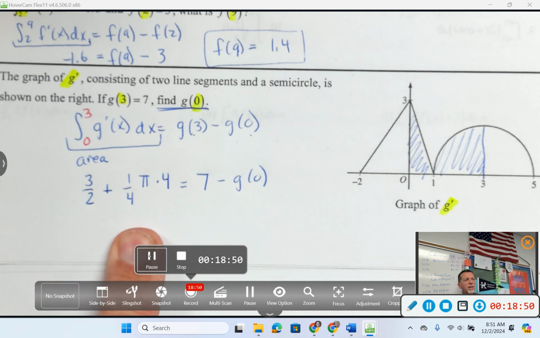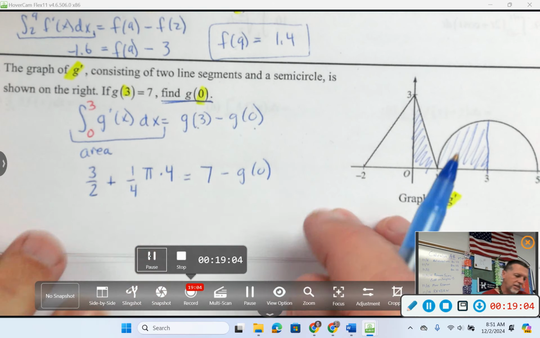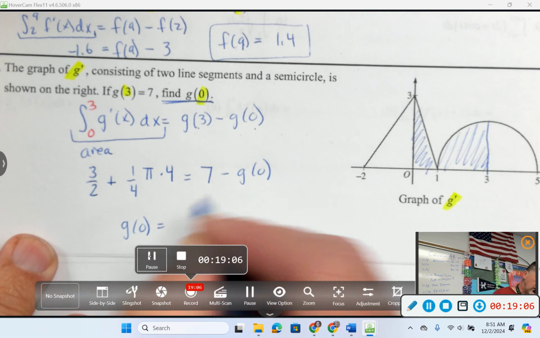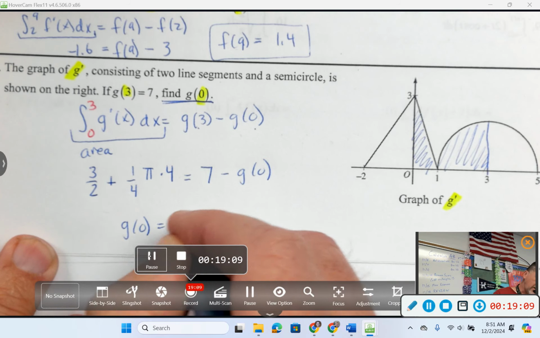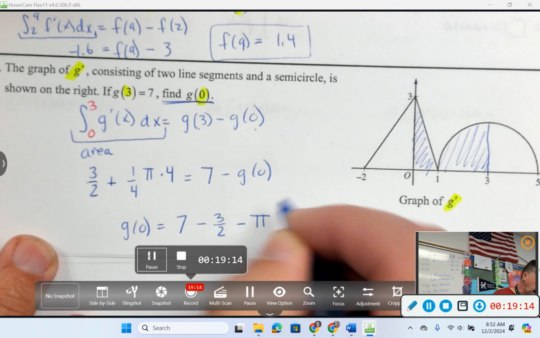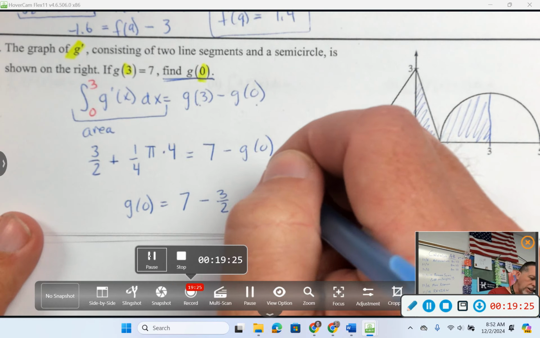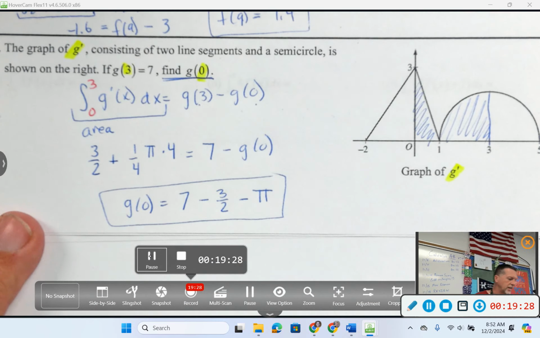Is this a safe stop? I need to solve for G of 0. I don't have to do any of the adding or even the 4th and 4, but I do need to get G of 0 by itself. So I'm going to add G of 0 over and subtract the other stuff. So 7 minus 3/2 minus pi. Is that a safe stop? Yeah, there's no calculus left. A scientific calculator could do that for me. So I'm just going to leave it like that.